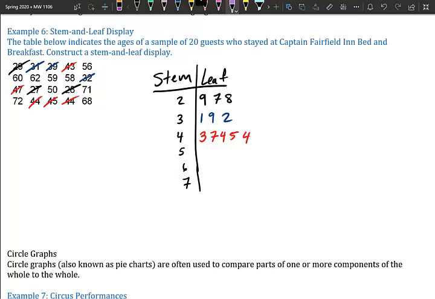Alright, 50s. We have 56, so 5, 6. Then we have 59, so 5, 9. 58, so 5, 8. 50, so 5, 0. And that's it for our 50s. Let's move on to our 60s. So we have 60, so 6, 0. 62, so 6, 2. And 68, so 6, 8. Now last but not least, we move on to our 7s. So we have 71, so 7, 1. And 72, so 7, 2. And that's a stem and leaf display.